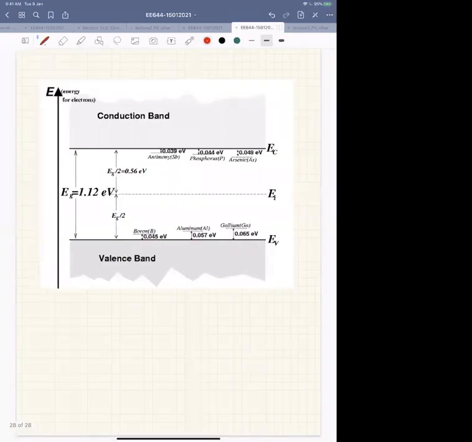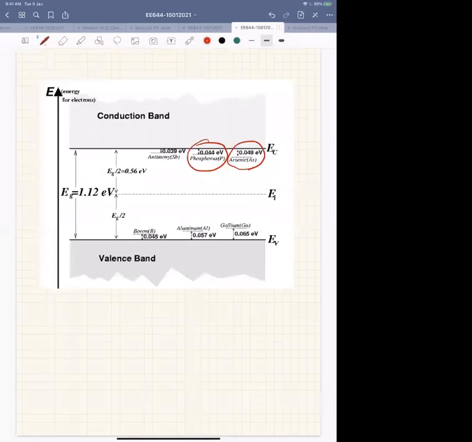And you see, these are the defect states and where they are created. Arsenic is created 49 millielectron volt below EC, and phosphorus is created 44 millielectron volt below EC, and antimony is also an n-type dopant, at 39 millielectron volt below EC. So these are n-type dopants. Arsenic and phosphorus are more common. I'll come to the reason why. Antimony is not generally used.